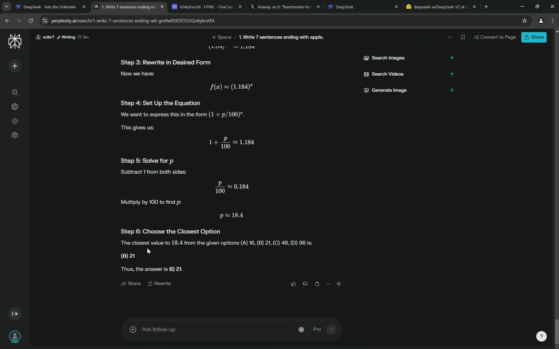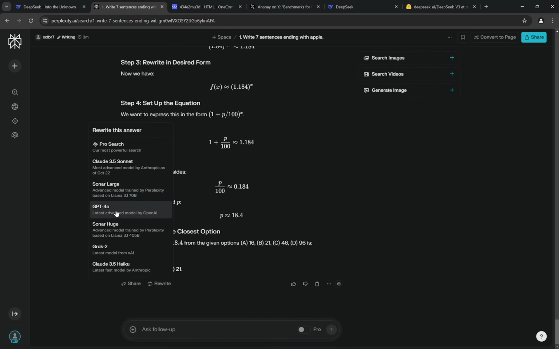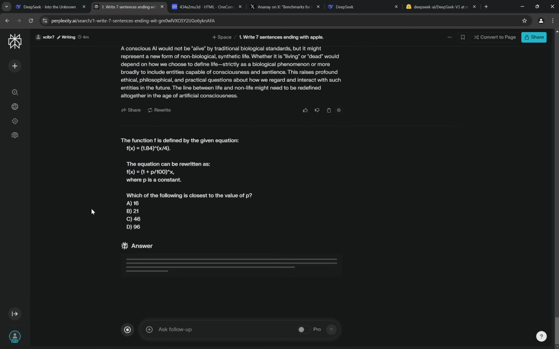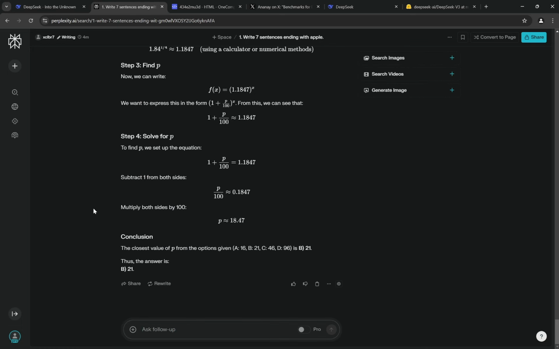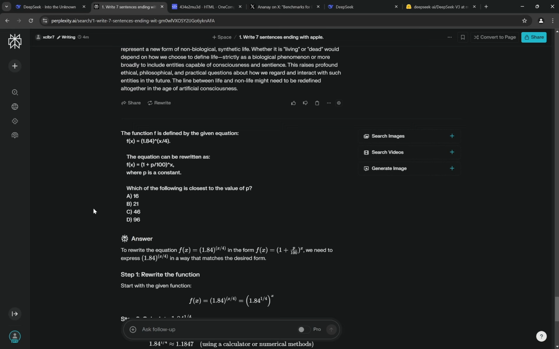For the last, let's see whether GPT-4o can solve it or not. And again it gives the answer as 21. I would try this thing. Maybe it is getting confused because of something. I don't know why it is getting confused, but I would try to do something.